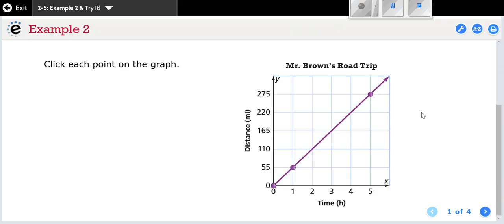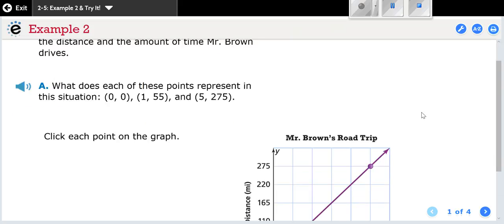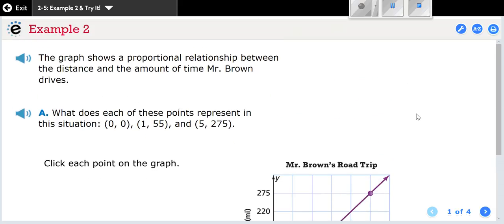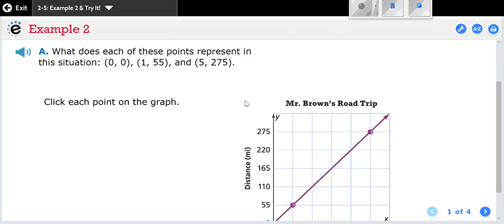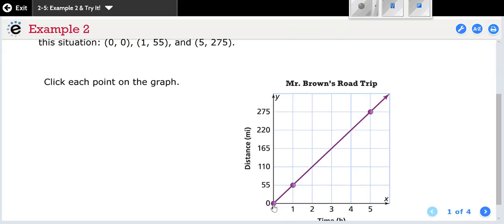Our x-axis is time, our y-axis is distance. We have a couple points listed on there. So now let's check out our question. It says there's a proportionate relationship, right? It starts at 0, 0, a straight line. We know it's a proportional relationship. However, now we ask this question, what does each of these points represent in this situation?